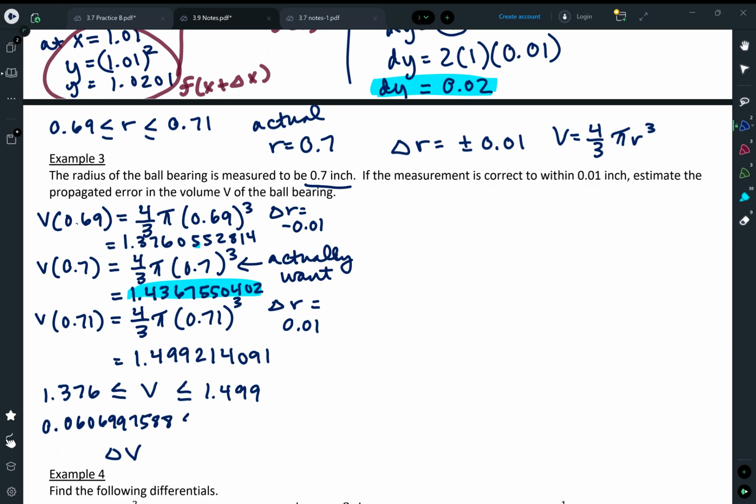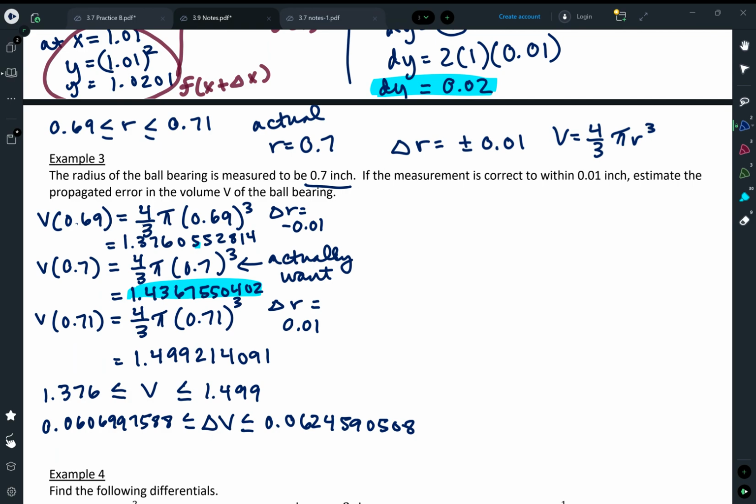Okay, so that's going to be less than or equal to my delta V, which is going to be less than or equal to, and then if I subtract the big one, what would happen? Or subtract it from the big one. All right, then that's what I get here. So it could be off by as much as 0.062 or 1. So that's my actual delta V because I used my actual numbers.